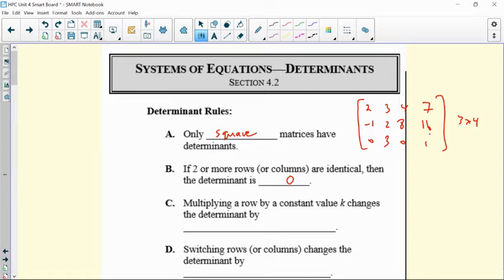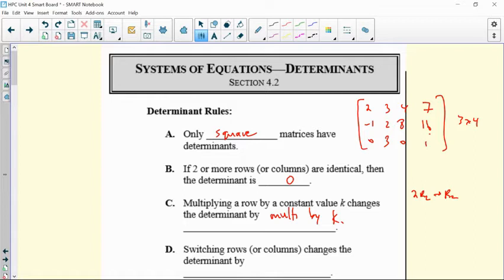Okay. If you take a row and you multiply by some constant, so if you multiply 2 times row 2 and put it back into row 2, and assuming you have a square matrix, then that's going to multiply the determinant by 2 as well. It's just going to double it. So multiplying a row by a constant changes the determinant by multiplying by that constant k.